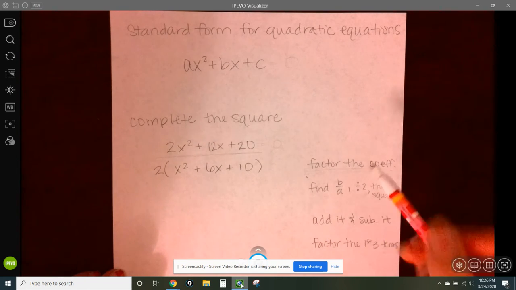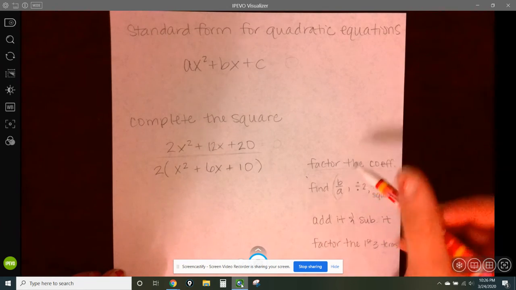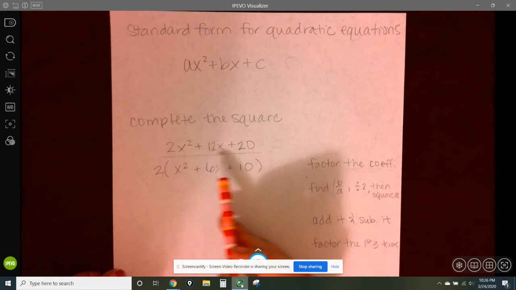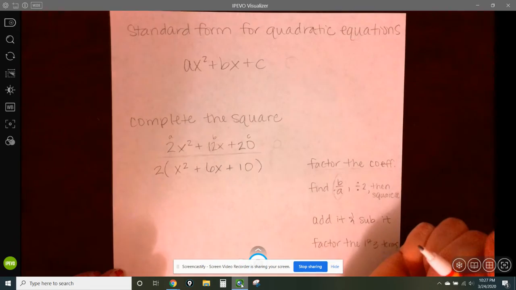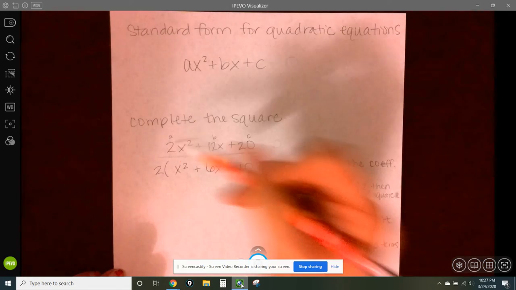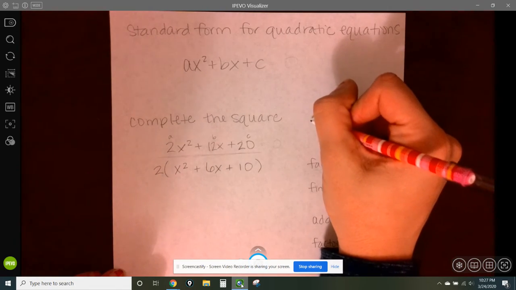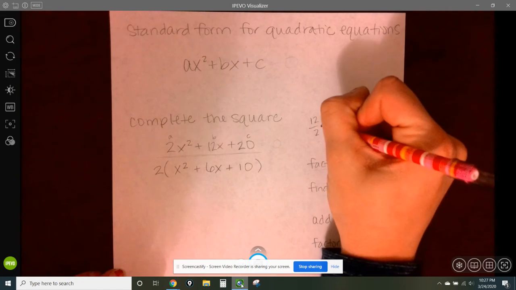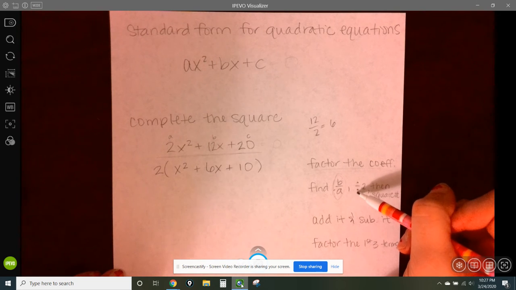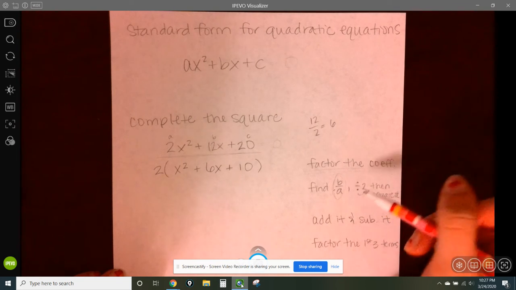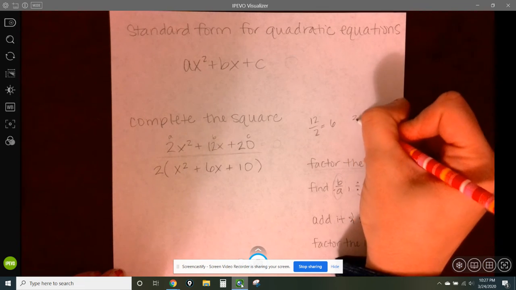The second step is to find b divided by a. That goes back up here to the original equation. This was my a, this was my b, and this is my c. So b divided by a, and I'm going to write this off to the side. That's 12 divided by 2, which is 6. Then I have to take that 6 and divide it by 2. So 6 divided by 2 is 3.